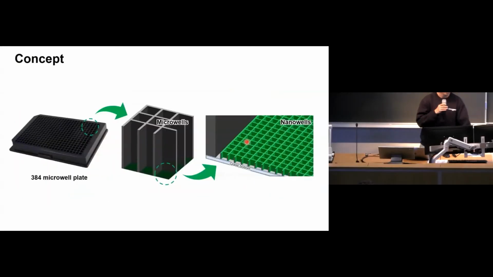So the concept is pretty simple. We are fabricating arrays of nanowells on the commercial 384 microwell plate. By doing so, we can utilize the automation in the observing process and the liquid handling process, which have already been made by the commercial market. So we can have a huge benefit of high throughput analysis.